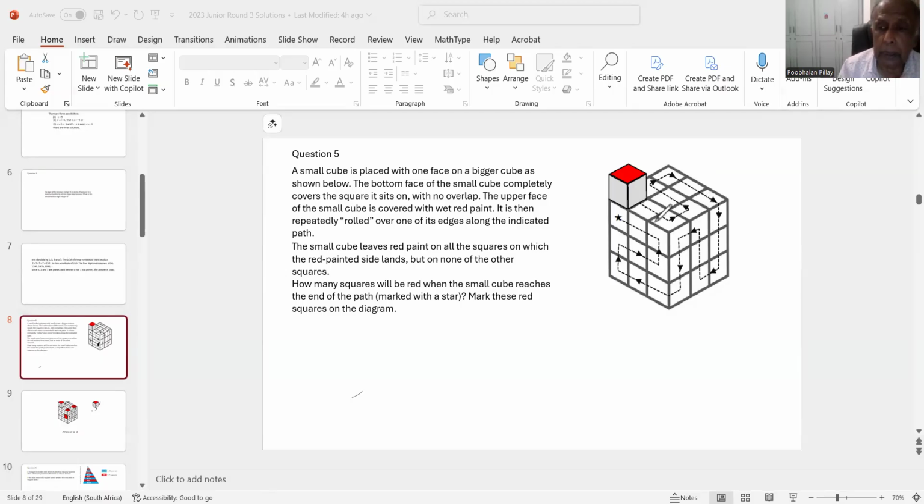So the question is, the small cube leaves red paint on all squares on which the red painted side lands. So when this painted side lands on this, the paint there gets stuck onto this, and that becomes red in color. But no other face is painted, so if it falls on any of the other faces, there is no red paint. So let's have a look at this.